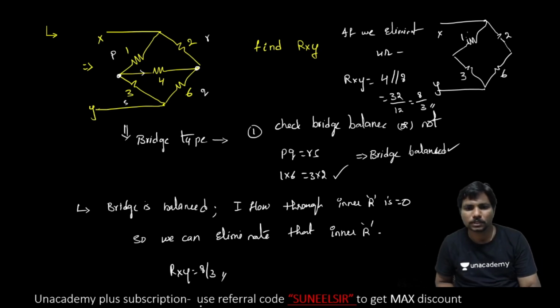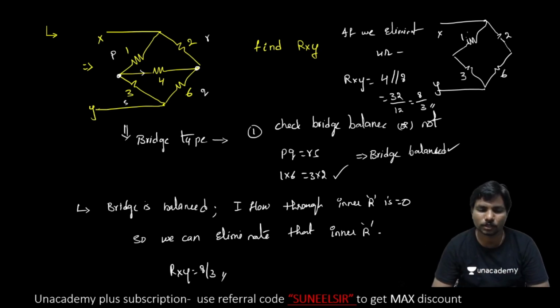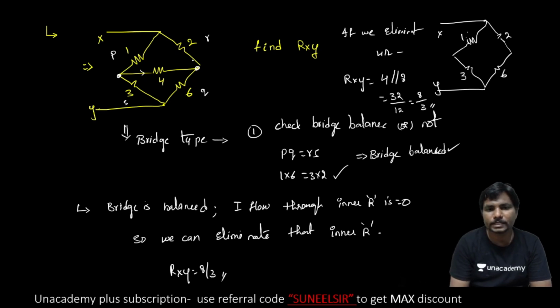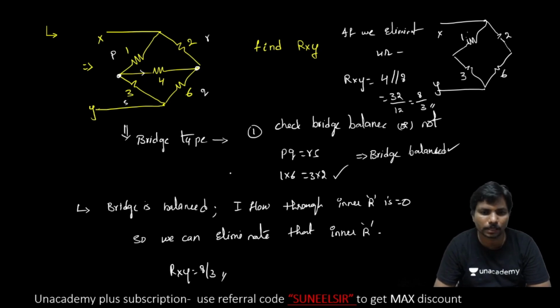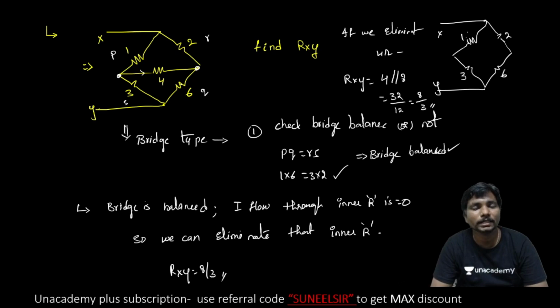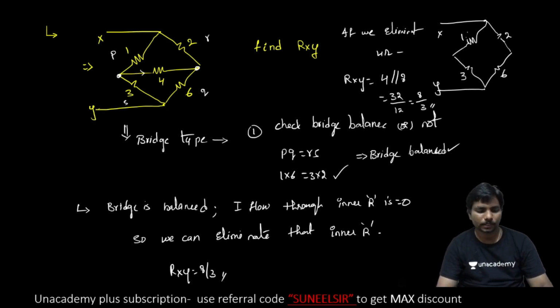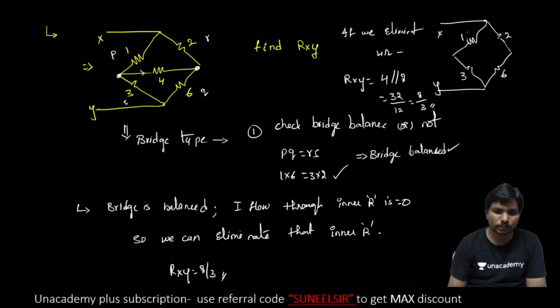Sir, what you said is correct. That means if the bridge is balanced, then we remove the inner resistor and solve the problem. But if the bridge is not balanced, then how to do the problem? Let us take that example also, then you can get clear.